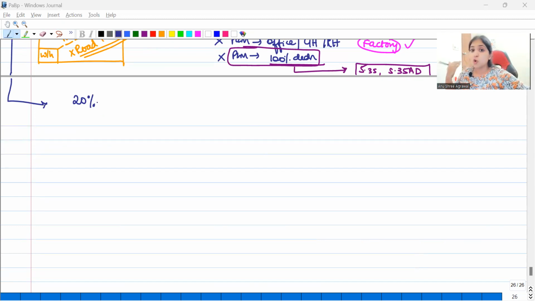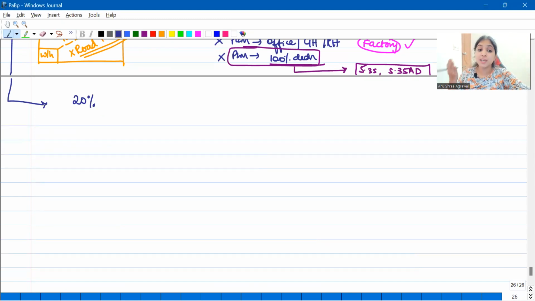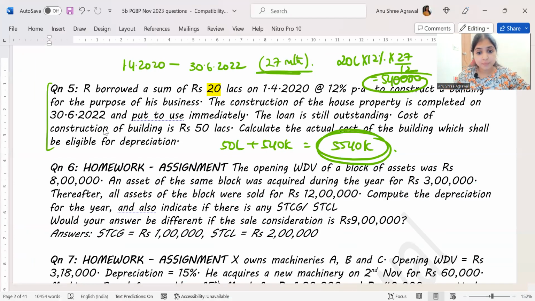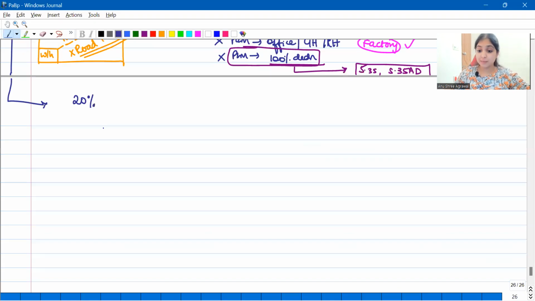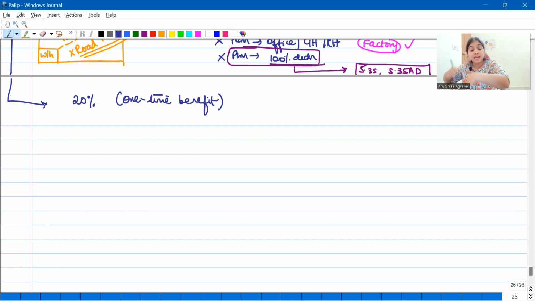Over and above your normal depreciation on plant and machinery, you will get an extra depreciation. You will get an additional depreciation of 20%. Till here understood properly? But this 20% is a one-time benefit only, which means unlike normal depreciation, which you will get year after year, this additional depreciation you will get only once. You will get only 20% once.